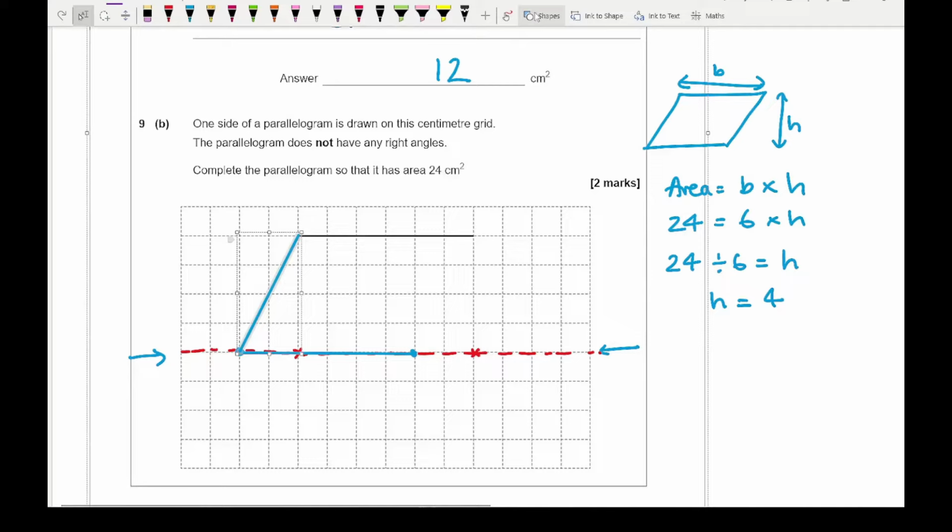And like so. But the height of that definitely needs to be 4. And the other base needs to be 6, and you want to try and be as accurate as possible. There are loads of different variations, but it does definitely need to be on that dotted red line, like so. And there we go, perfect.